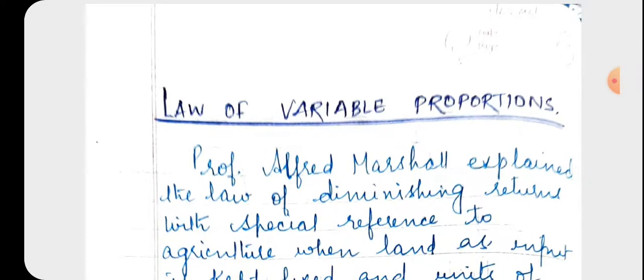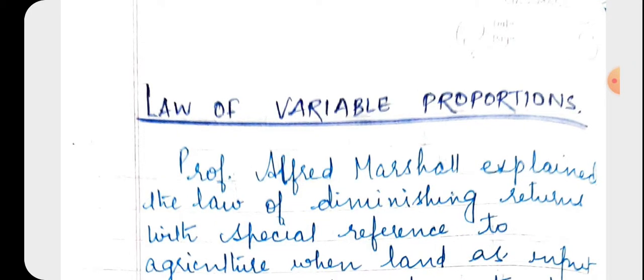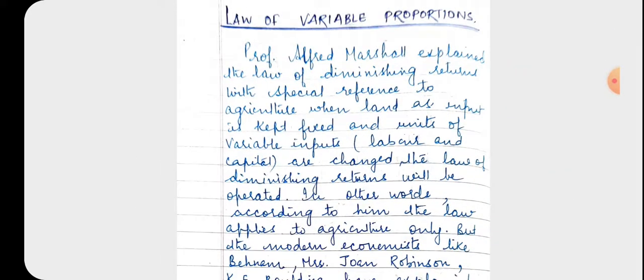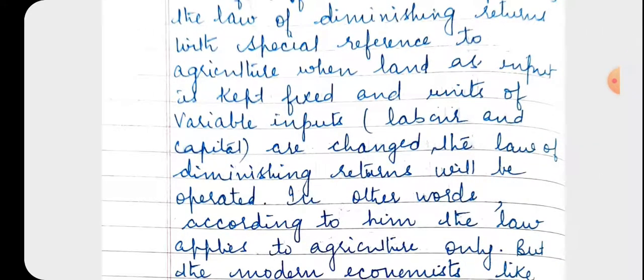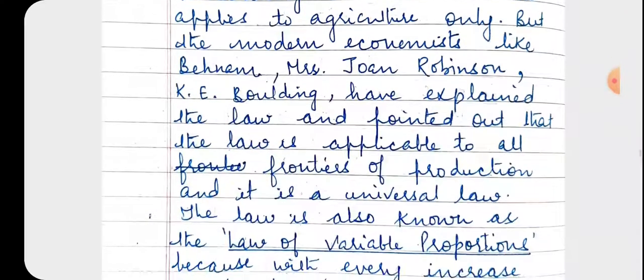Let us see what we mean by the law of variable proportion. The three things we have seen now, increasing, constant and diminishing, all these we are going to see in the case of the law of variable proportion. It says the same thing as we have already seen: we have two different factors, a fixed factor and a variable factor. We have the fixed factor as land and the variable factor as labor.